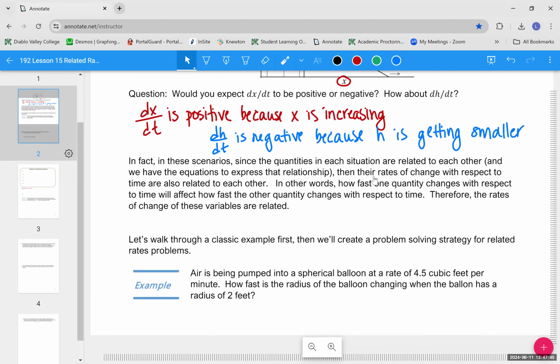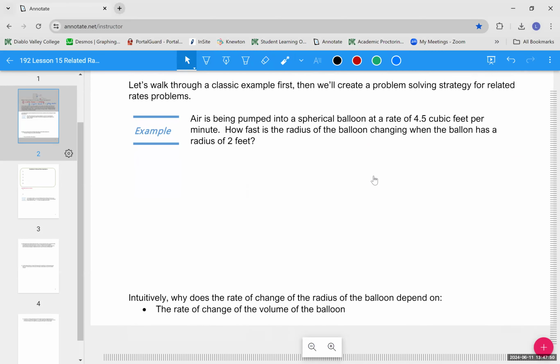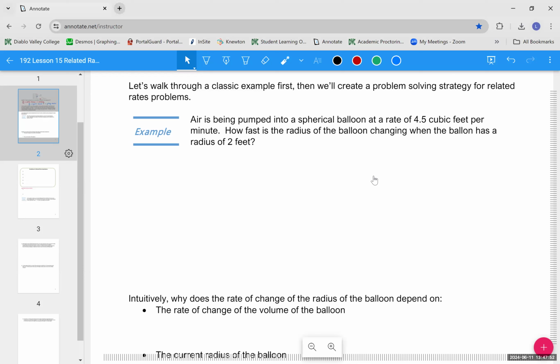Okay. So we're going to walk through this classic air being pumped into the balloon problem. And then once we do that, we will go through the pattern of steps that you can use to try to solve a related rates problem. Okay, so here we are. We have air being pumped into a spherical balloon at a rate of 4.5 cubic feet per minute. So right here, we are given a rate. It is a rate of change. It is a rate of change based on time.